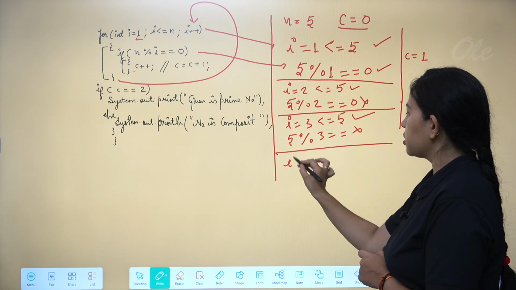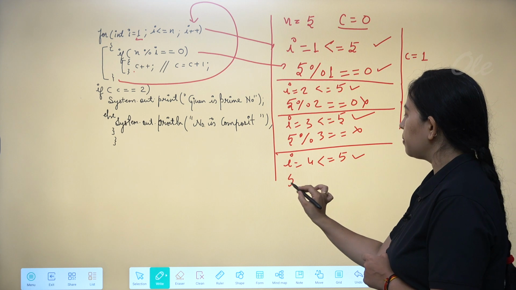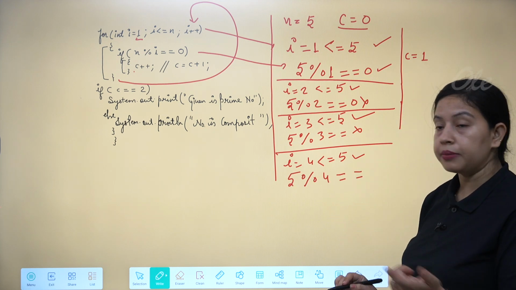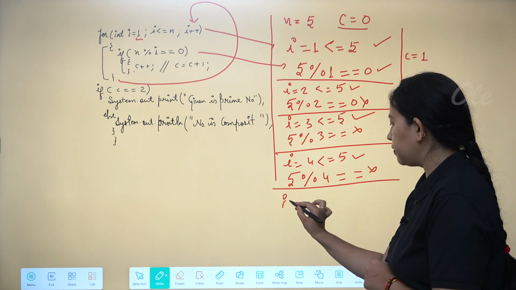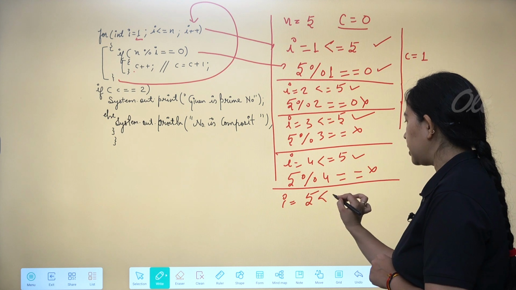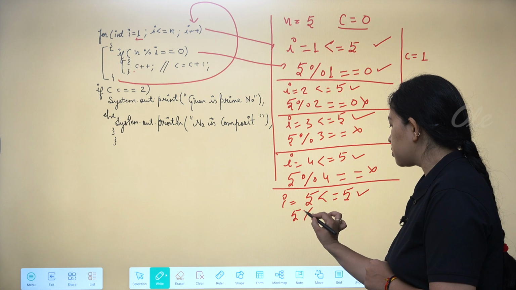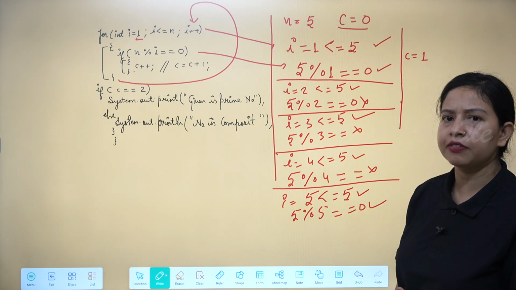Update the value of I. Now I becomes 4, 4 is less than 5, condition is true. Will 5 modulus 4 give 0? No. This time again it gives 1, so once again C is not updated. Now update the value of I, which is 5, less than or equal to 5, condition is true. 5 modulus 5 gives remainder 0, yes, definitely, because 5 comes in the 5 table.